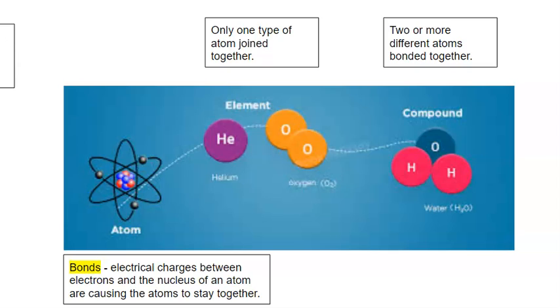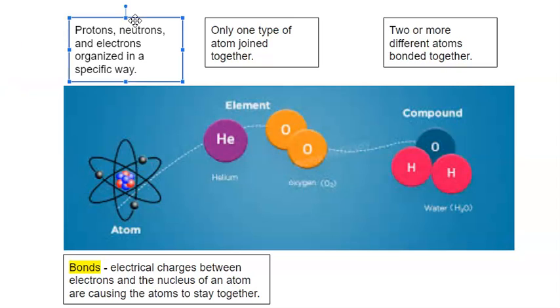So, when we're talking about an atom, we're talking about protons, neutrons, and electrons organized in a specific way. You can have more than one of the same type of atom joined together. So in our picture here, we have helium and we have 2 oxygens joined together. We could have 2, or we could have a bunch of those. That normally doesn't really happen with gases, but metals do. So you may have seen a big chunk of metal before. Well, that's millions, maybe more than that, of the same atom joined together.